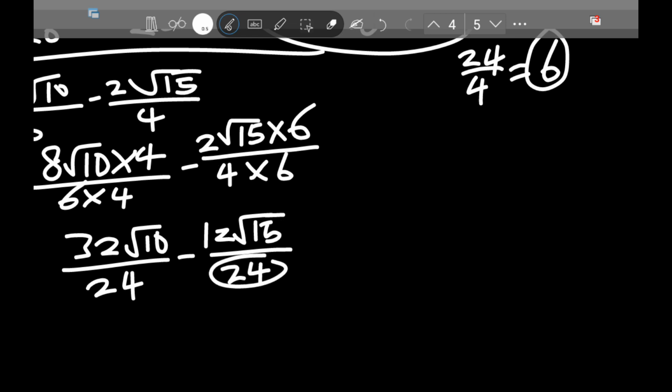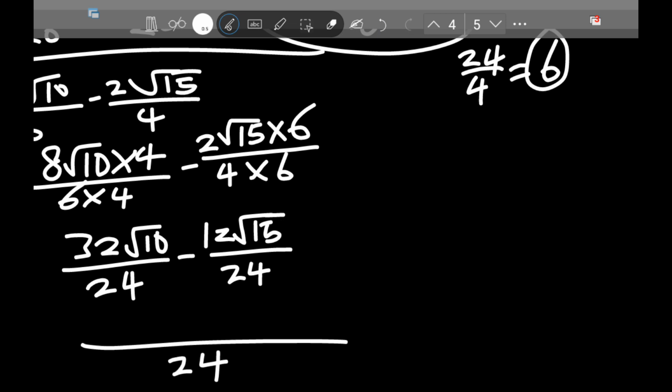Now that you can see that the denominators are the same, both numbers are the same. So you want to choose one, any one, 24, then write whatever is at the top, 32 root 10 minus 12 root 15 together. So 32 root 10 minus 12 root 15. So that's it. So this line is too long. Let me shorten it.